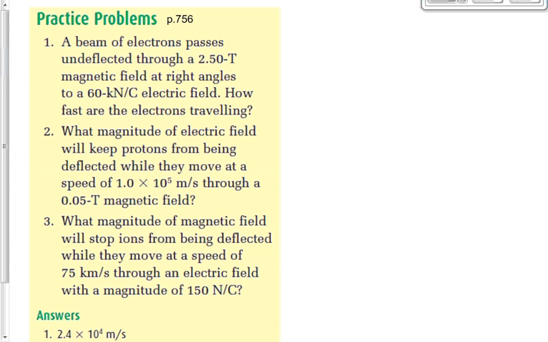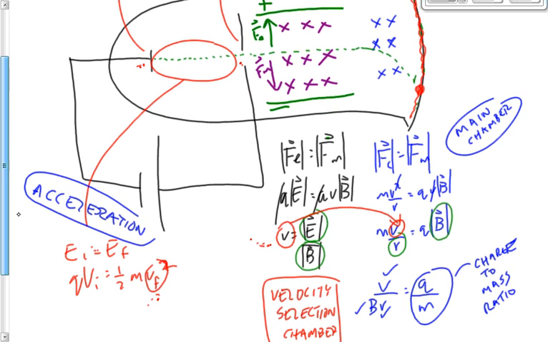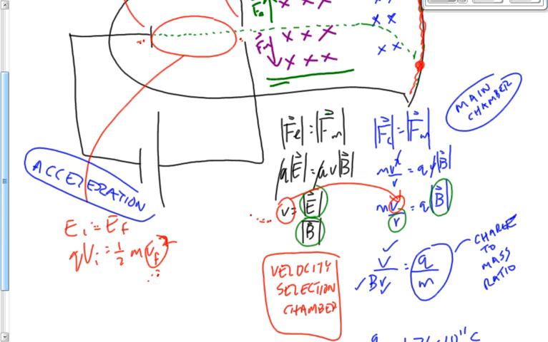All right, guys, have a look at page 756, number 1 of 3 then. Remember, when you're solving these problems, assuming it's a cathode ray tube problem, which of course these three are all going to be, you've got to identify not only that it's this general concept of a cathode ray tube, but what part of the cathode ray tube is it? Is it the acceleration chamber where EI equals EF? Is it the velocity selection chamber where Fe equals Fm? Or is it the main chamber where Fc equals Fm? Okay, figure out which section it is and then do your thing.